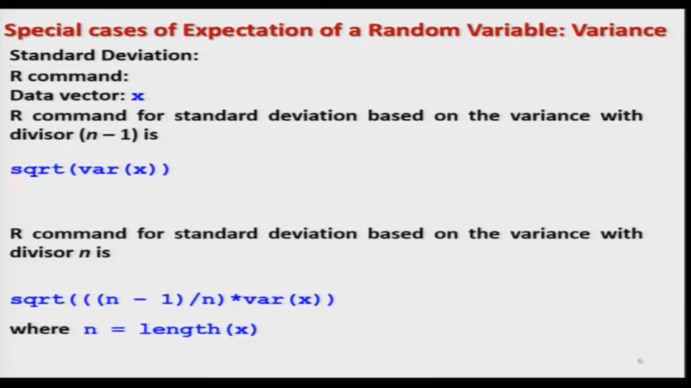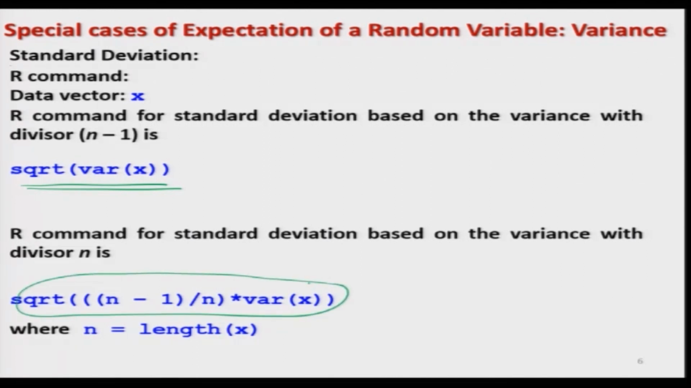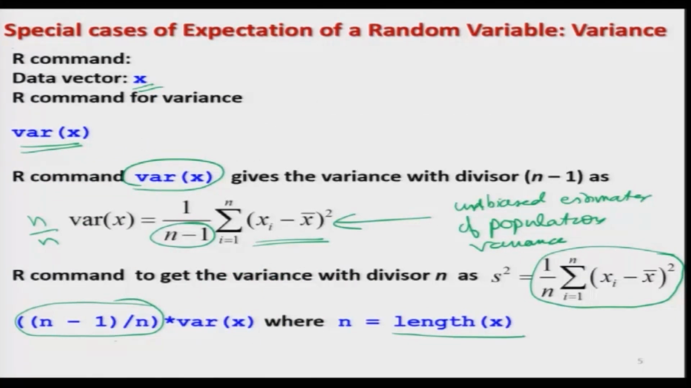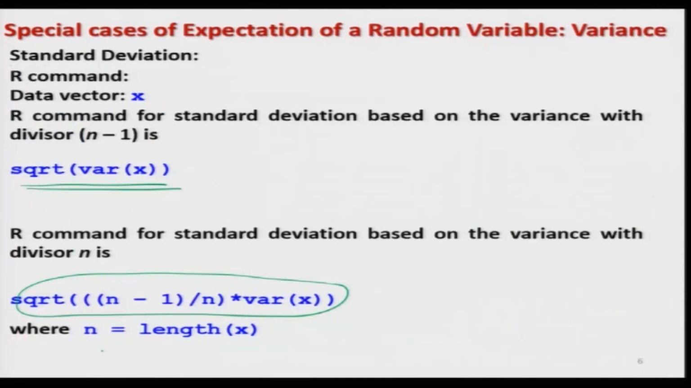And then, if you want to find the standard deviation or standard error, whatever you want to call it, with the divisor n minus 1, you simply find the square root of the variance, and for the square root the command is sqrt. And if you want the standard deviation or standard error based on the divisor n, you simply find the square root of the variance that you have obtained here, right. As simple as that, a very simple and straightforward concept.